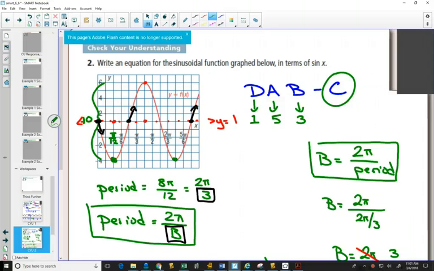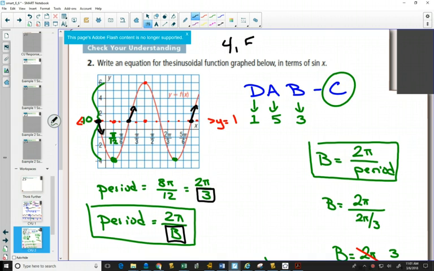If I wanted to do a cos graph, I'd start at a maximum. If I wanted to do a negative cos graph, I'd start at a minimum. And so you have lots of different options. And no matter which option you choose, as long as it's correct, it gets marked right. There's no one right answer for these ones when writing an equation.